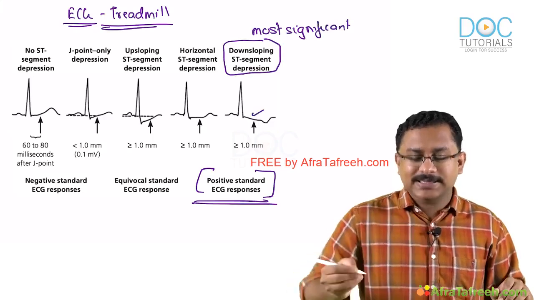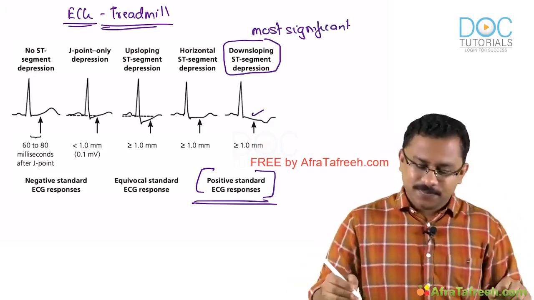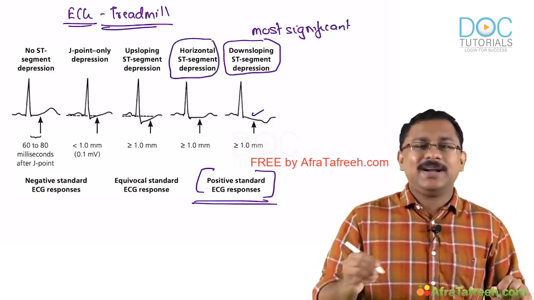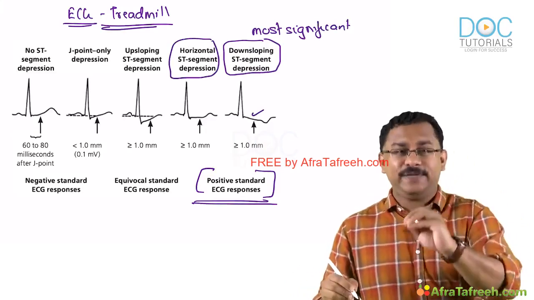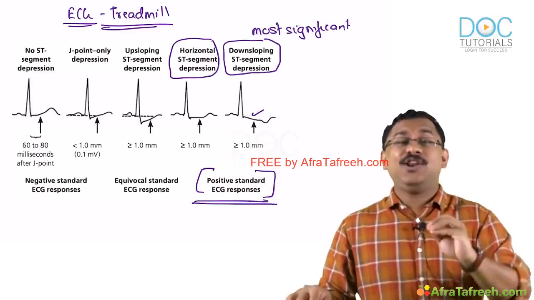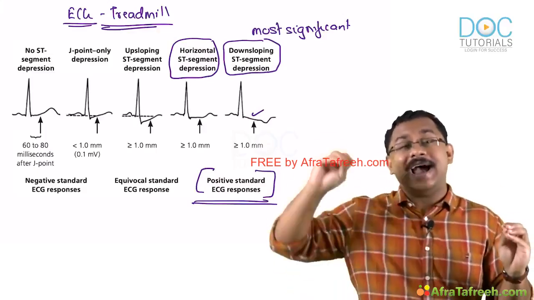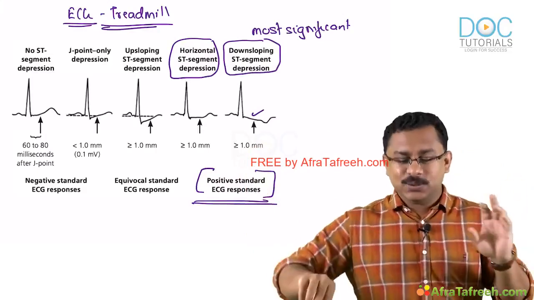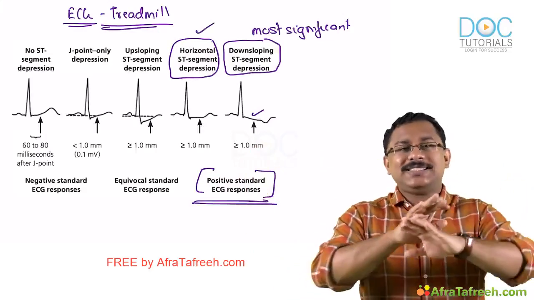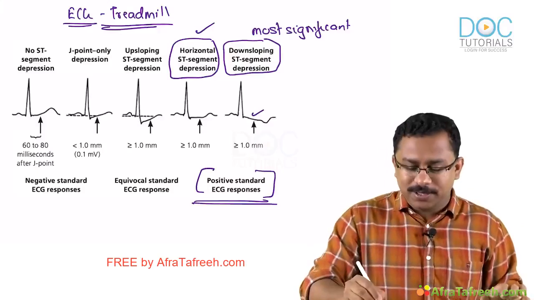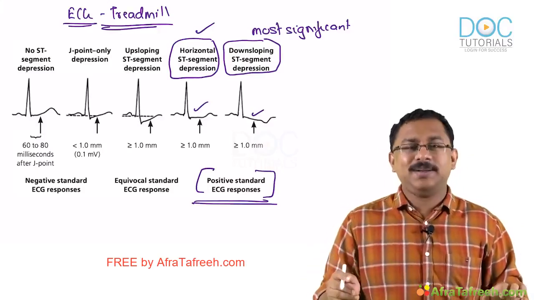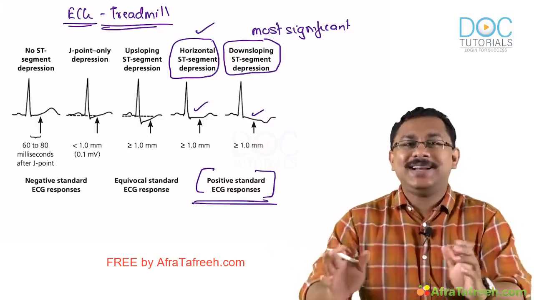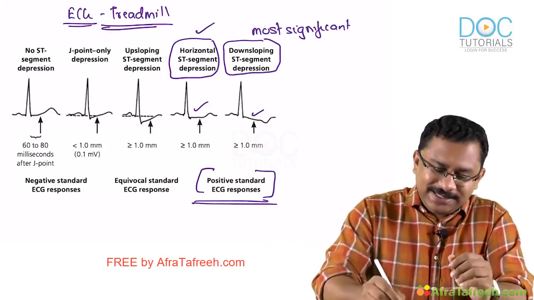You see here, this is a downsloping ST depression. Horizontal ST segment depression, is it significant? It is significant, but the value of significance is not as great as your downsloping ST depression. So this is very important. Horizontal ST segment depression is also important. This is a horizontal ST segment depression, but more important is a downsloping one.